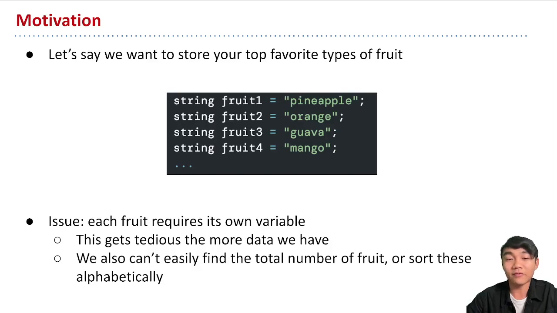And also, if we have all these different variables to store all of our favorite fruit, we can't answer some basic questions about this list of fruit. For example, I can't immediately tell how many fruit I have in total in my list. I can't sort these fruit alphabetically, so I can't tell which one would come first alphabetically, etc. So the root cause of this problem is essentially just the fact that we're storing all of our fruit in separate variables. So what we can do is instead use a single variable, and we can leverage the vector.